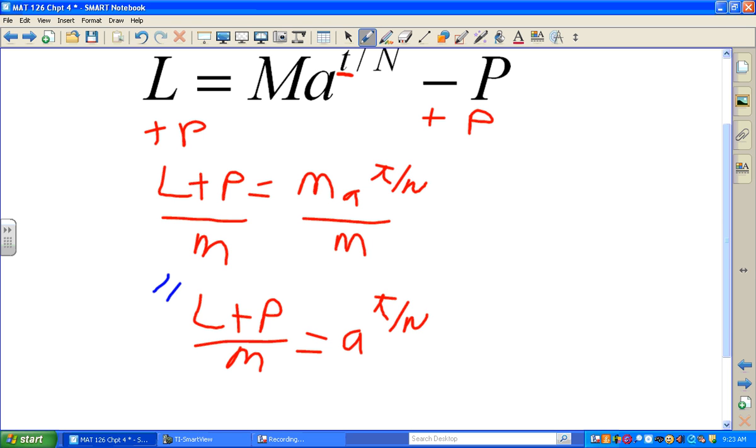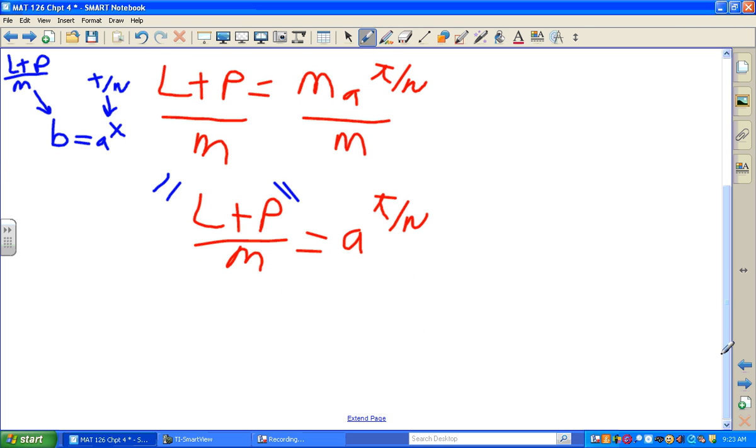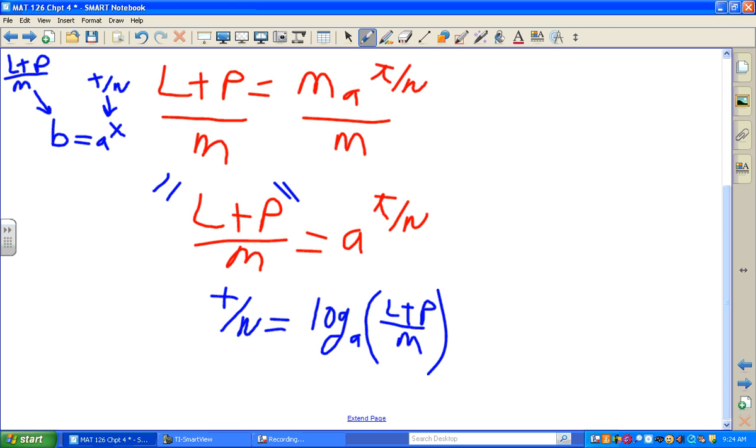This whole thing right here is considered one number. So it follows the rule of B equals A to the X. The T over the N, that's what the X is. The B is one number written a fancy way, L plus P over M. It's just a fancy number. And my base is still A. Now I can rewrite it with logarithms. I can rewrite it using the rules for the inverses and things like that. T over N equals log base A, L plus P over M.